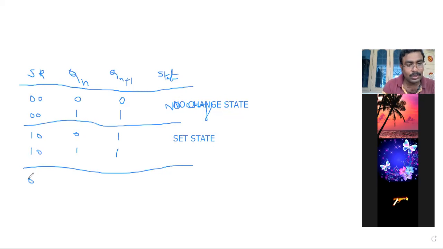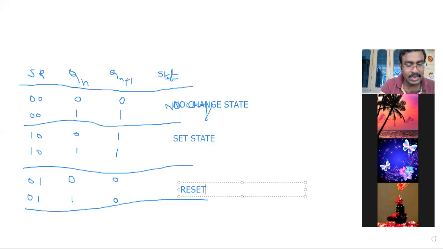When S equal to 0, R equal to 1 with present state 0, when set is 0 and reset is 1, and when my present state is 1. Okay, guys, tell me what are the outputs you have observed in this condition? 0, sir. And for this condition? 0, sir. 0. And what state can I call this, guys? Reset state. Okay, reset state. Exactly correct. And now let us go for the last condition, guys.